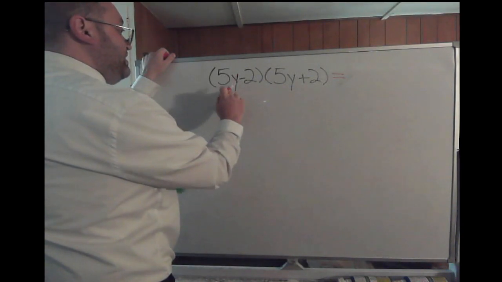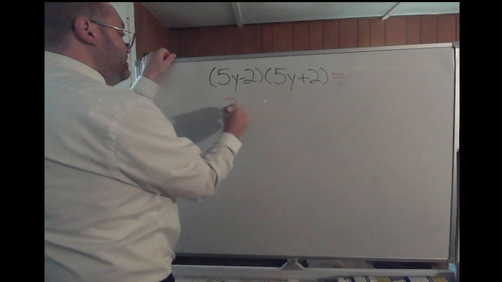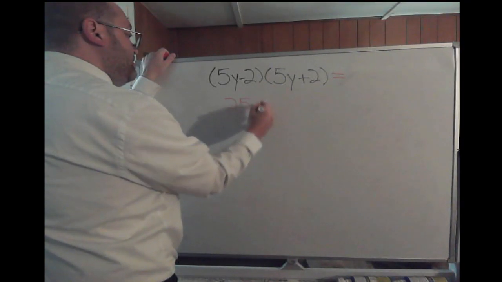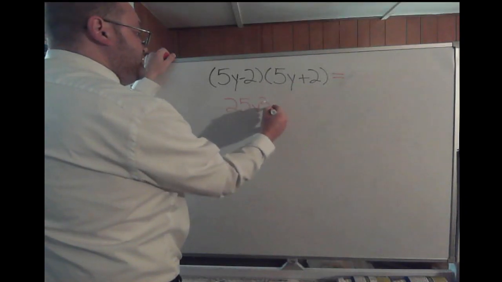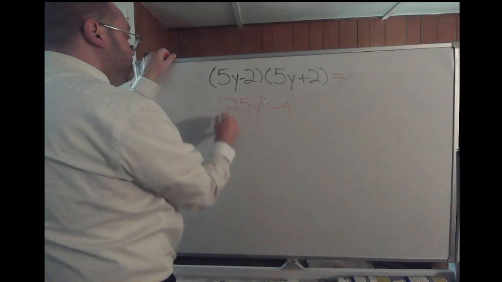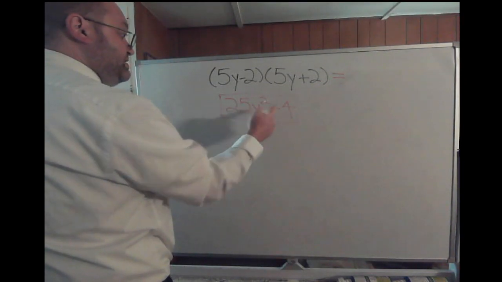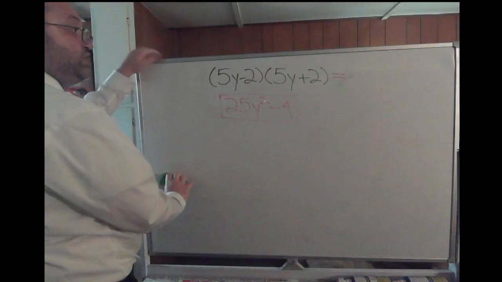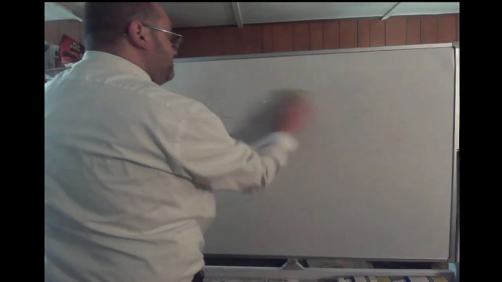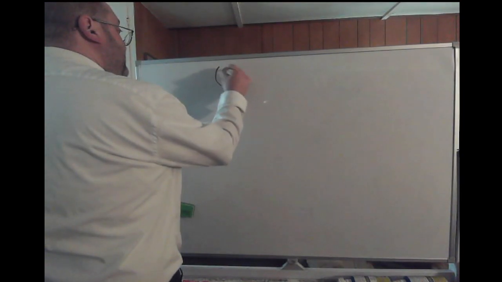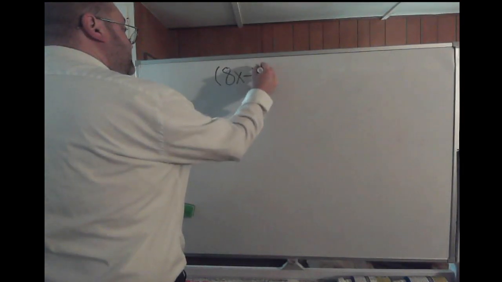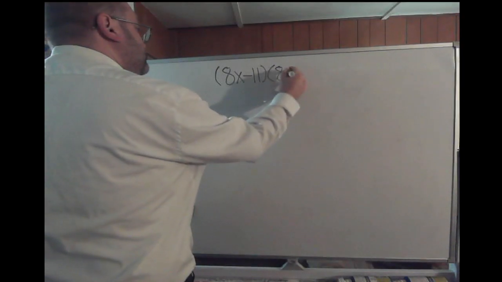You'll take 5y times 5y, which would give you 25y squared. Then you have negative 2 times positive 2, that'd be minus 4. So the answer you should get for this would be 25y squared minus 4. See how much trouble that saves you from foiling and skipping those intermediate steps? It's going to make your life a lot easier. Alright, let's see. We got 8x minus 11 times the quantity of 8x plus 11.